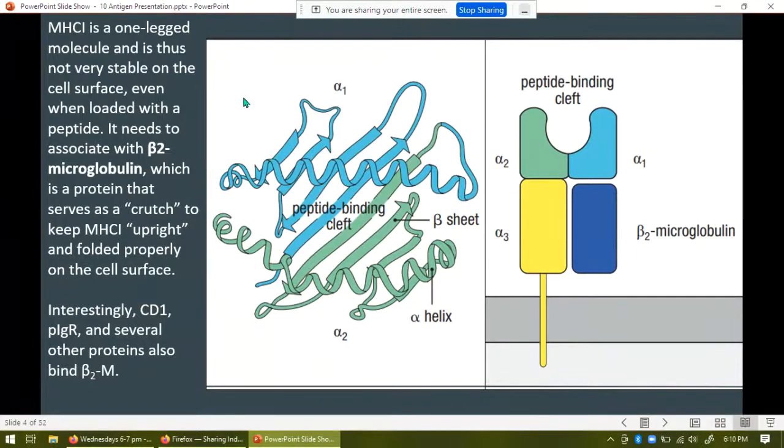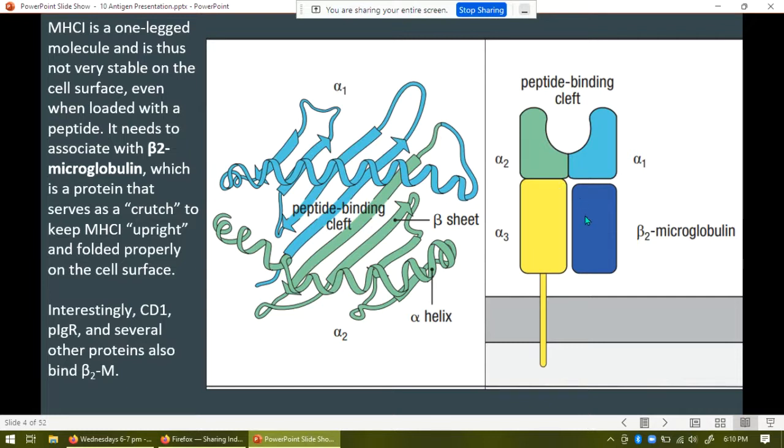Well, let's look first at the classical MHC1 and MHC2. Here's a really pretty figure. There's only really so much you can learn about MHC1 and 2. So MHC1 is a one-legged molecule, and what I mean by that is it only has one polypeptide chain. Okay, so it's literally only one-legged, and it only has one transmembrane domain. So it's one-legged, so it's not very stable on the cell surface. Even when it's loaded with a peptide, it's still not very stable on the surface.